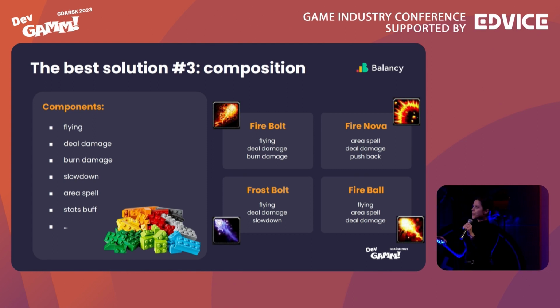It's very flexible. Basically, you define different components or bricks of your Lego, and you enable these components with some visual appearances or behaviors or some qualities, effects. For example, in this case, we're talking about spells, so we can make our objects fly, deal damage, burn damage, slow down, and so on. And then when we need to create a new spell, we simply combine several effects. For example, if we want to create a firebolt, we will take flying, deal damage, and burn damage component. If we want to create fire nova, we combine area spell with deal damage and pushback effect.